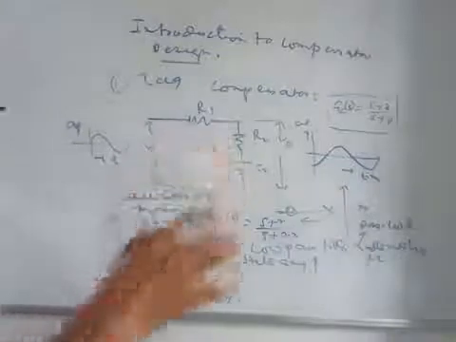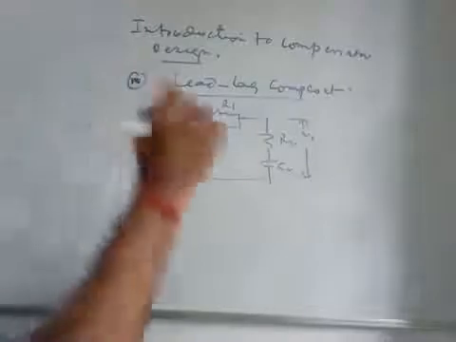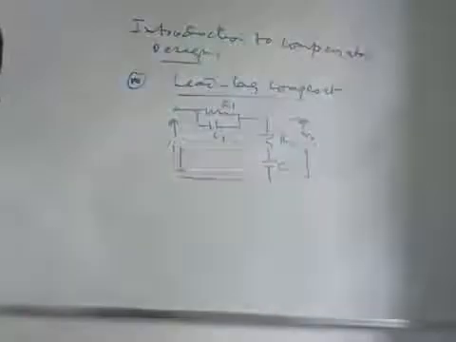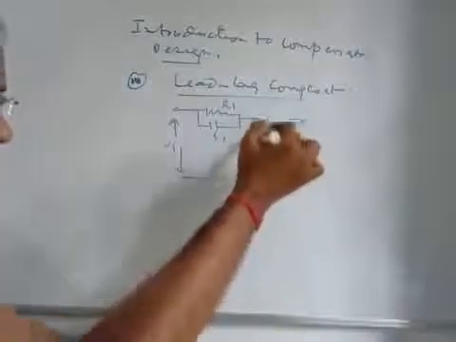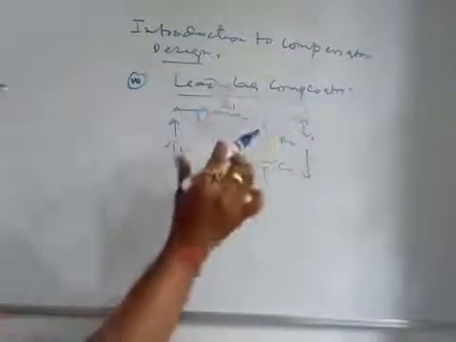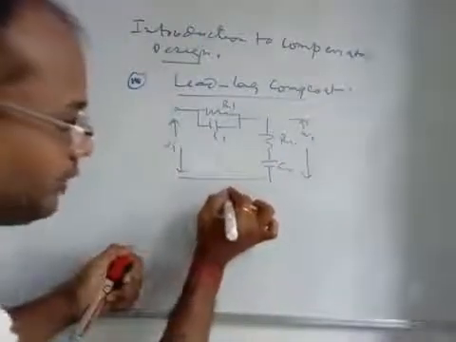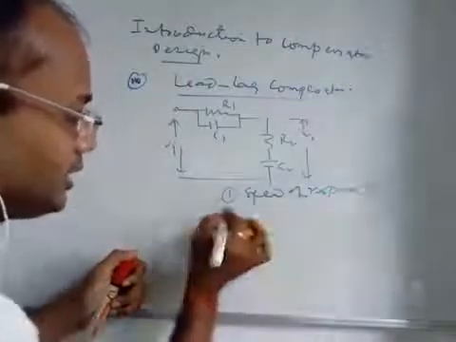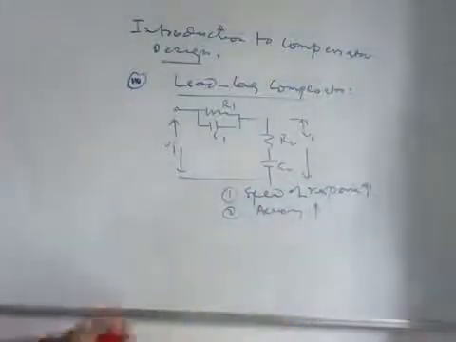Here we will see the structure of the lead lag compensator. You see the lead part, where R and C are in parallel, and R2 and C2 are series connected, where the output is taken across R2 and C2. This is the lag part, and that is the lead part. So the advantages of both the lead part and lag part are considered here. First of all, speed of response is increased. And number two, accuracy is also increased, that means error is decreased.